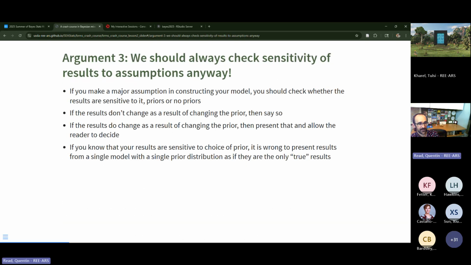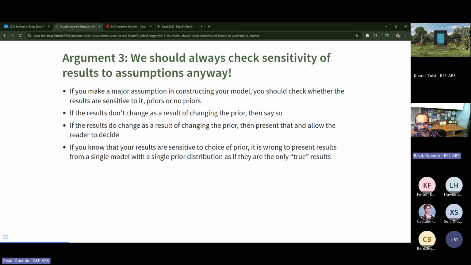And another argument I would say is, okay, yes, they're sensitive to assumptions, but we should always check the sensitivity of the assumptions we make in any analysis we do. If you think that assumption is major, whether it's a prior or something else, you should check whether the results are sensitive to it and report that in your manuscript, right? If you tried different priors and the results were about the same every time, you should say that in your manuscript, because that's a good thing, right? And if they do change, if they are sensitive to the prior, let's present that in our manuscript as well and allow the reader to decide.